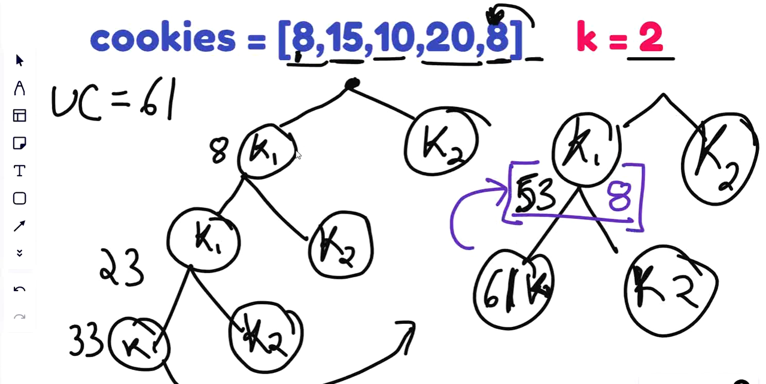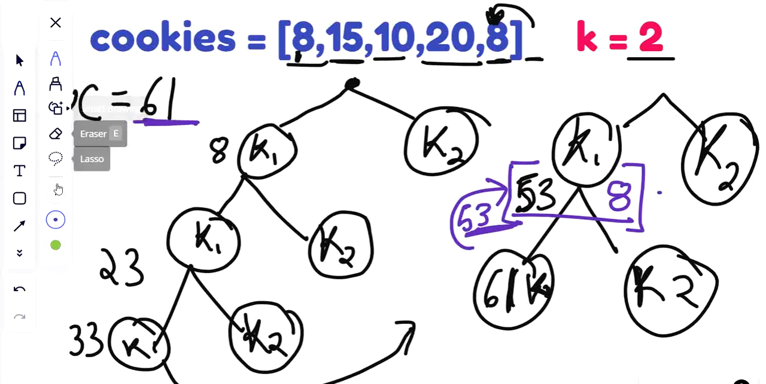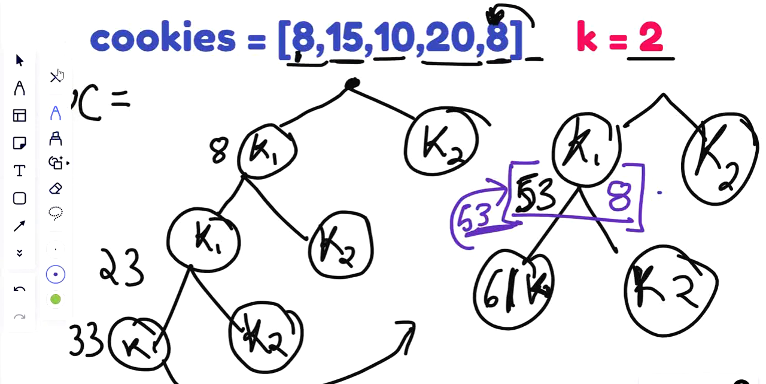So now our unfairness count previously was 61. Now we have to take the max of these two values, that is 53. So 53 will be the maximum unfairness count at this stage, backtracking path. And what we are going to do, we are going to compare this value with this value and store the minimum, because at the end we have to return the minimum unfairness count. So we will simply update our unfairness count and make it 53.